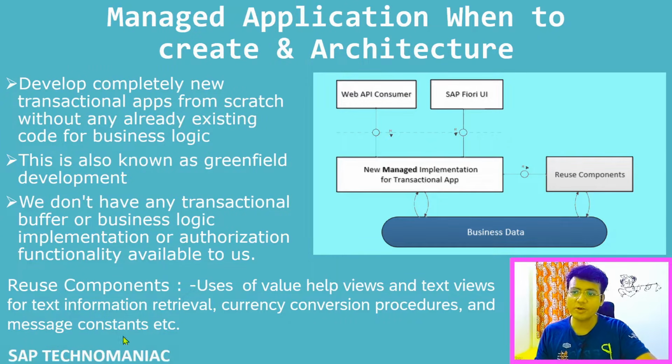This is the architecture overview with the managed scenario. In that, we just have the business data in the form of the business object. On top of that, we will create the transactional application, and we will consume it either in web applications or Fiori applications. Apart from the business data, we have some reuse components, like the text help, value help views, text views, or currency conversion functions, standard functions. Still we can reutilize those.